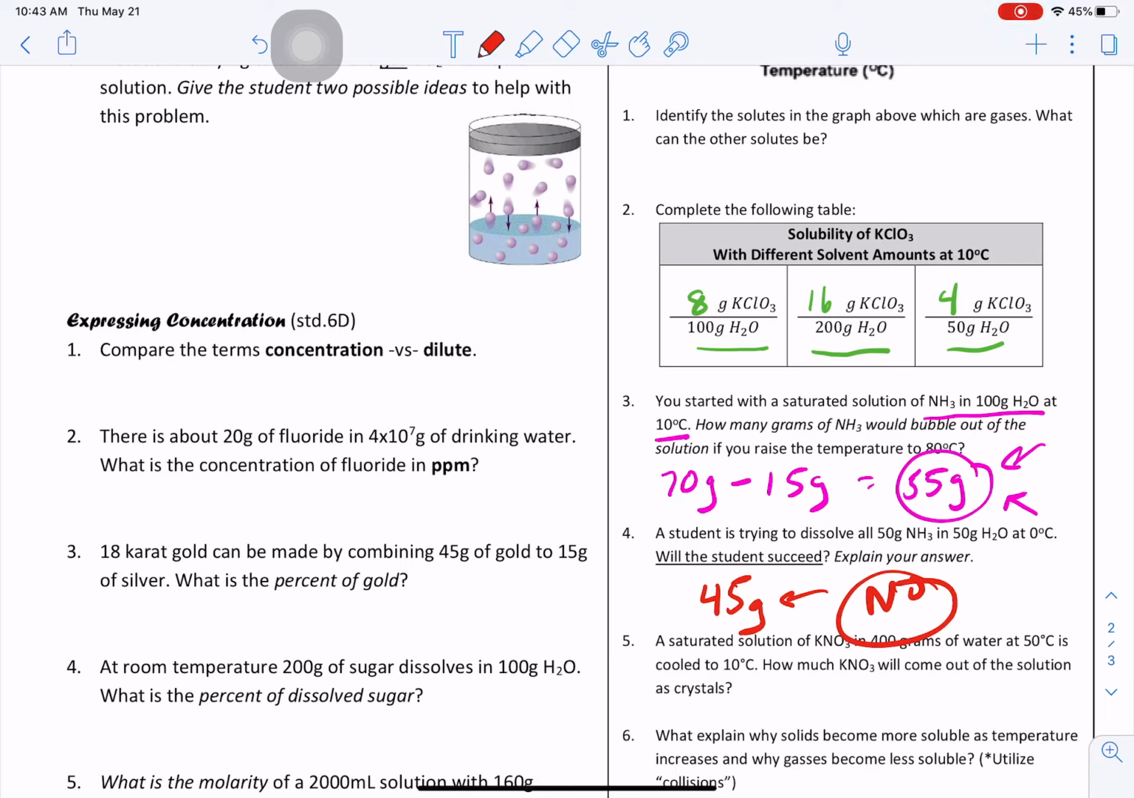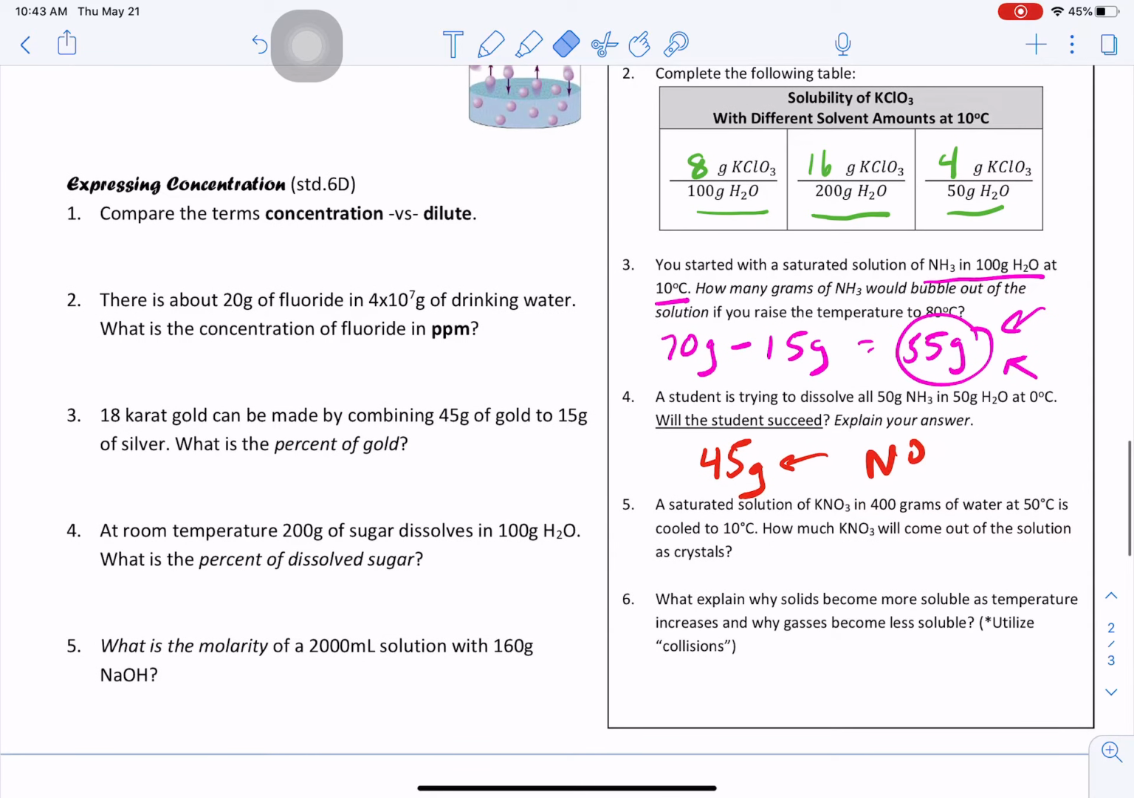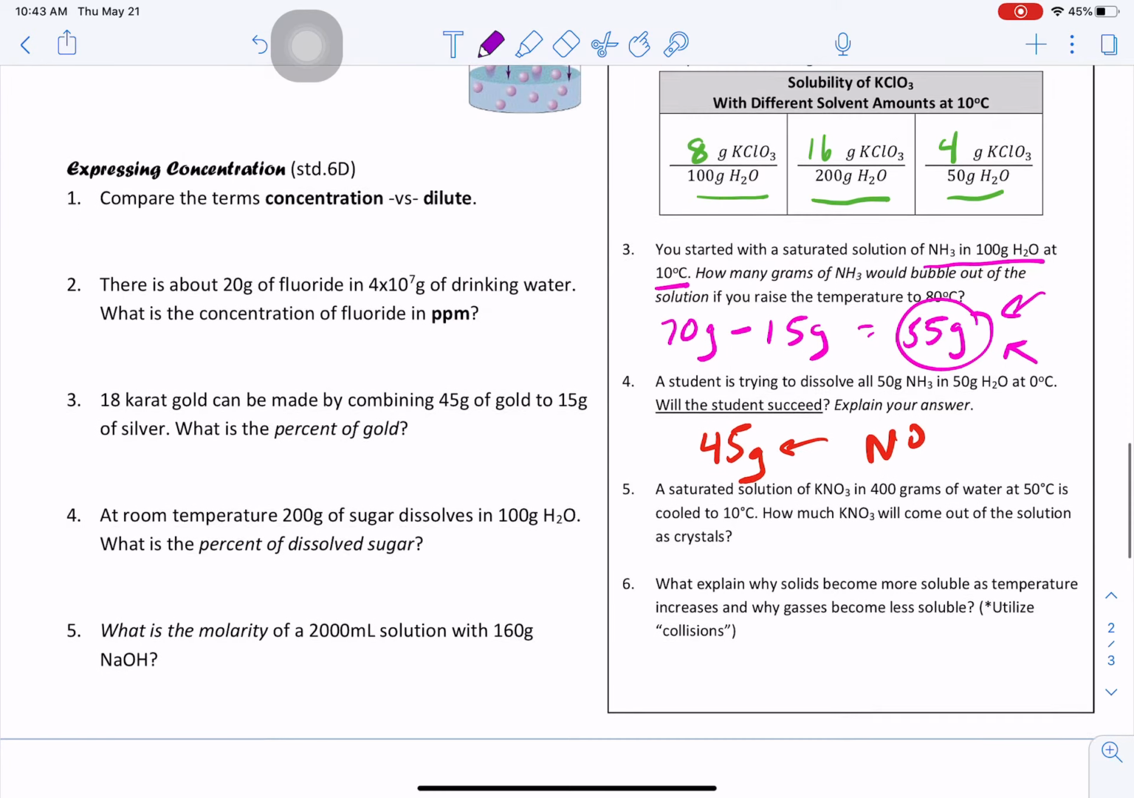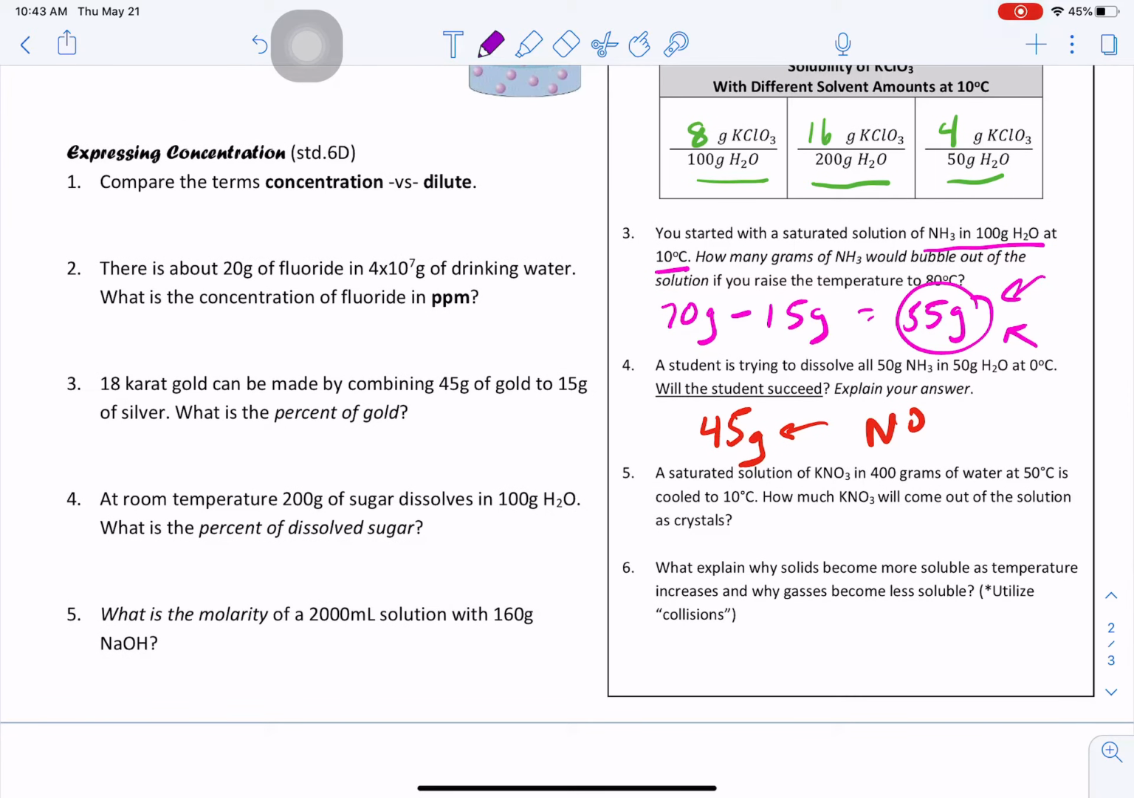Okay. All right, number 5. I'll do this in a different color. Let's do purple. A saturated solution of KNO3, that's potassium nitrate, and 400 grams of water at 50 degrees Celsius is cooled to 10 degrees Celsius. How much KNO3 will come out of the solution as crystals? Now, this is the same idea as number 3, except we're dealing with a solid now.